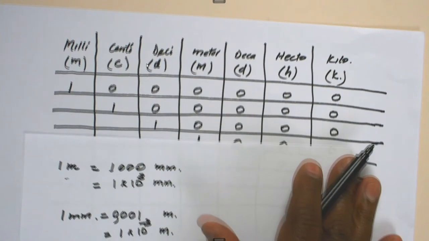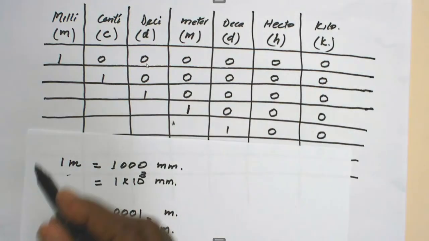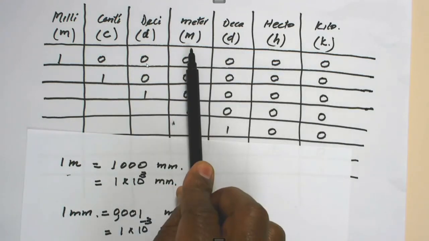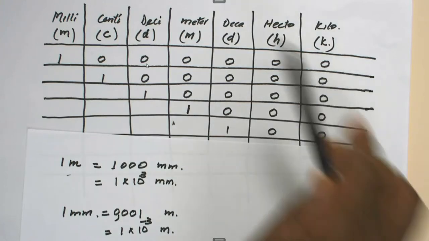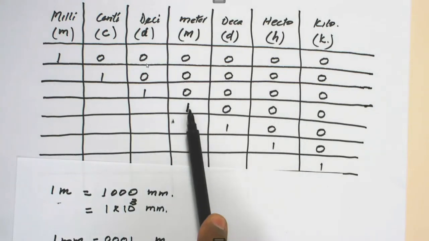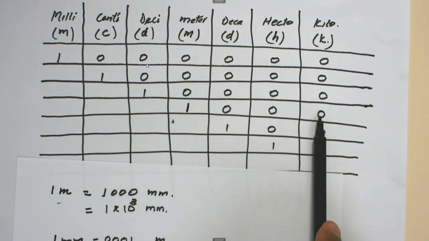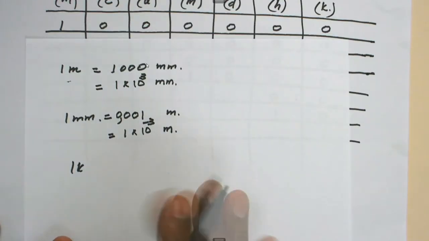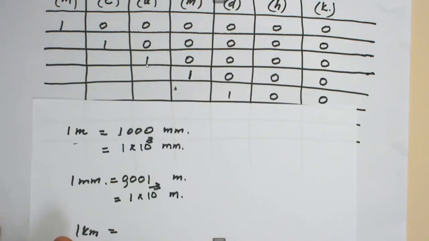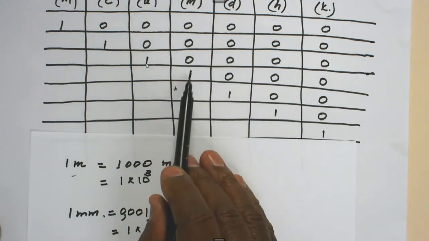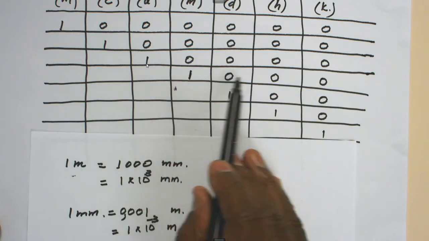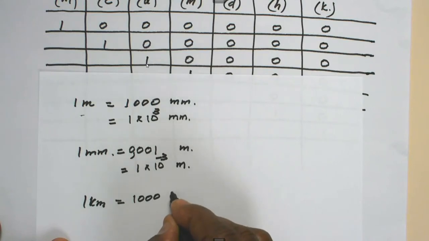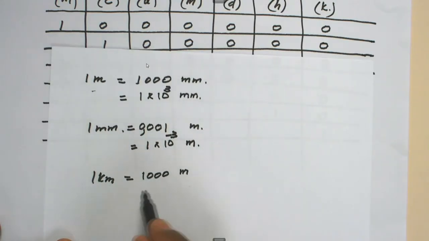So this is how that table can help us. You can go on to say, if you were going to look at kilometers and meters, then 1 kilometer will be made up of how many meters? So you can see that to move from meters to kilometers, we can say 1 kilometer will be equal to, if we look at that table, 1 followed by 3 zeros. So 1 kilometer will be 1 followed by 3 zeros meters. In other words, 1 kilometer will be 1,000 meters.